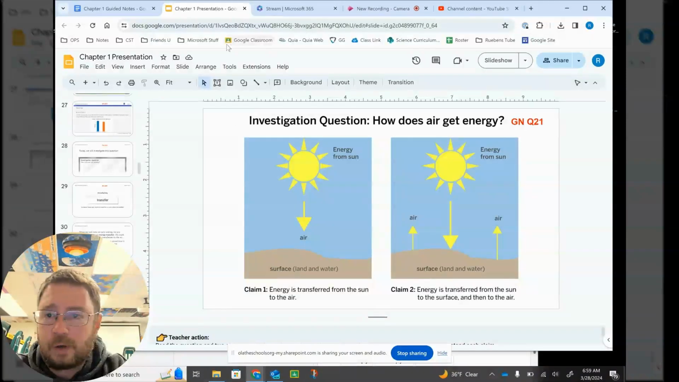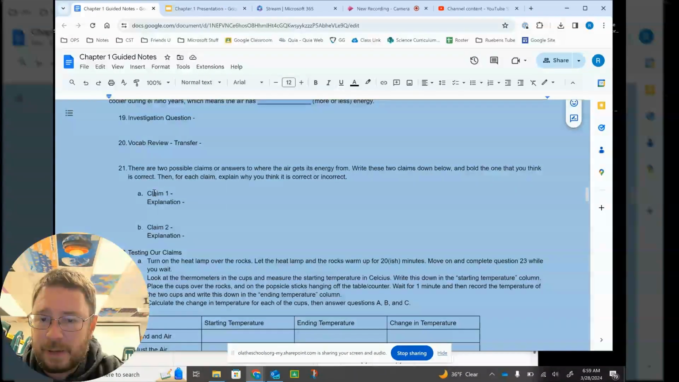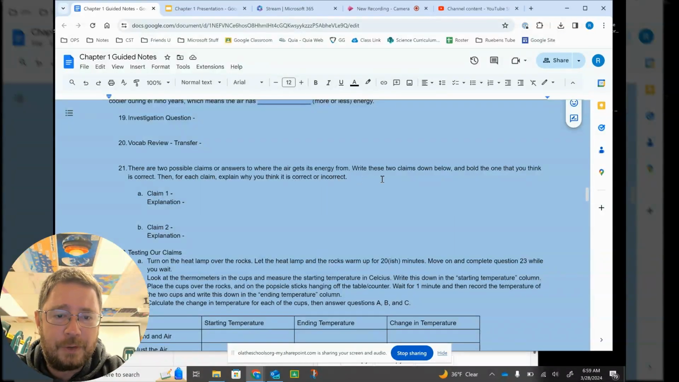So, here we're on question 21. Question 21 in your notes. There's a claim 1, explanation. Claim 2, explanation. So, there are two possible claims or answers to what the air gets its energy from. Write these two claims down below and bold the one that you think is correct. Then, for each claim, explain why you think it is correct or incorrect.